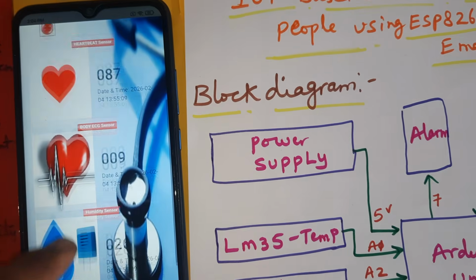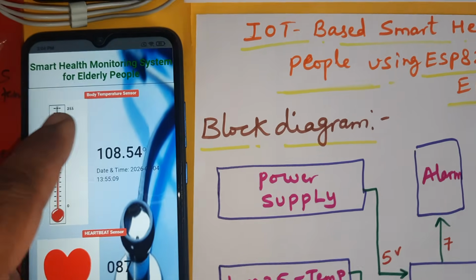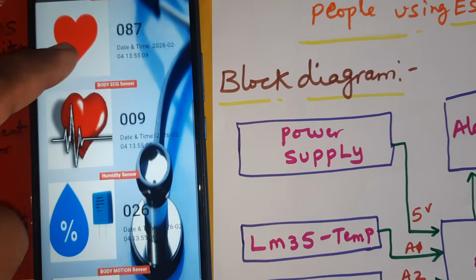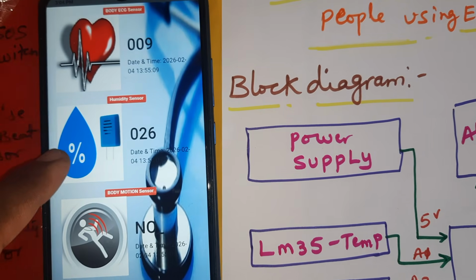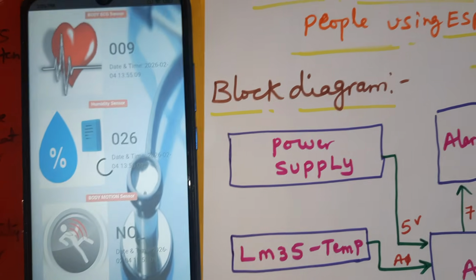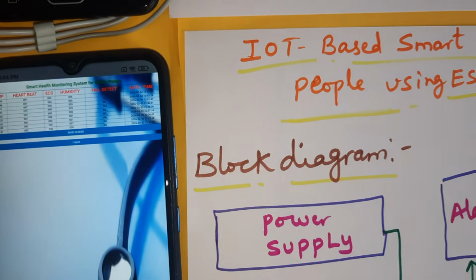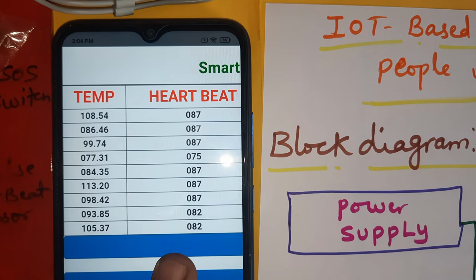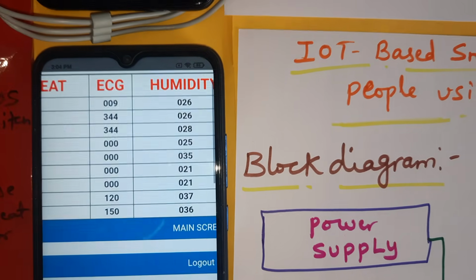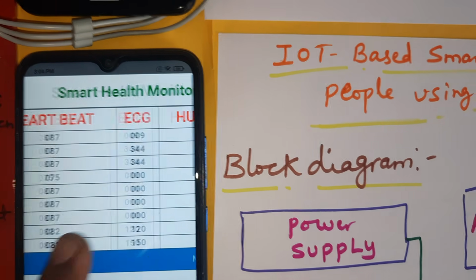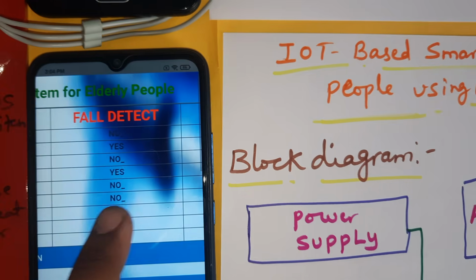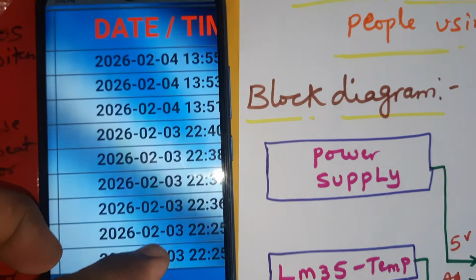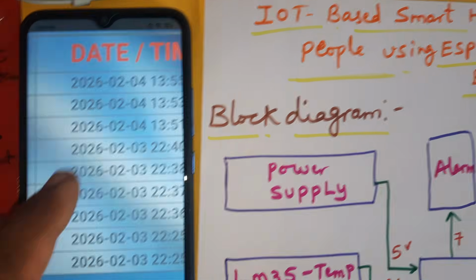In the app there is smart health monitoring for elderly people: temperature sensor, heartbeat sensor, ECG sensor, humidity sensor, fall detection, and here is the date and time. The temperature sensor data is in Fahrenheit, along with heartbeat, pulse sensor, ECG sensor, humidity sensor, fall detection sensor, and date and time. Now yesterday and today's data.